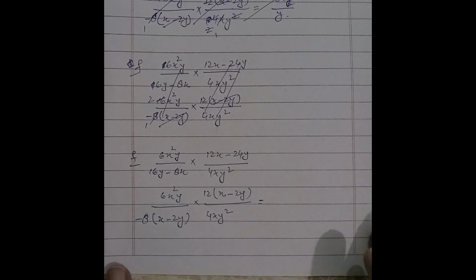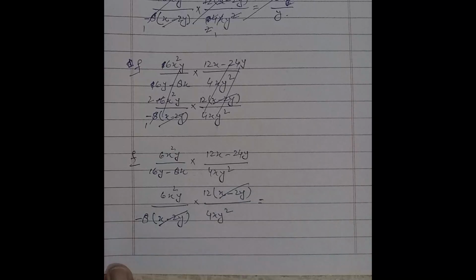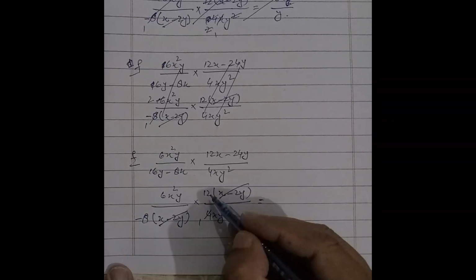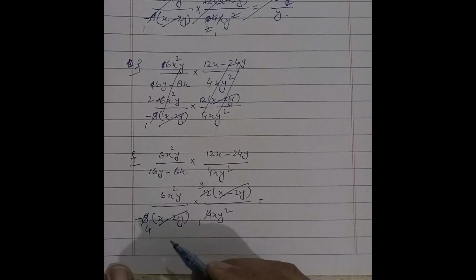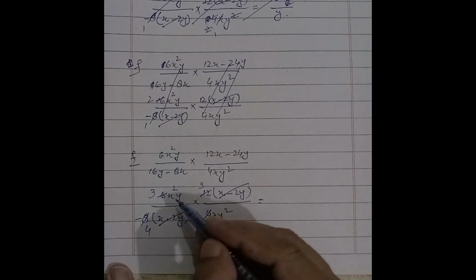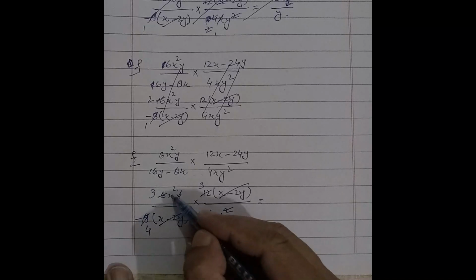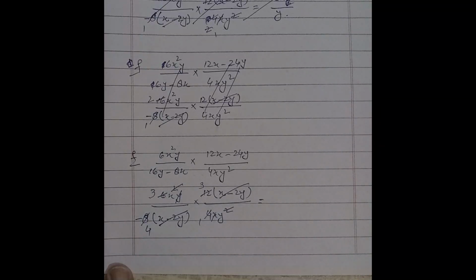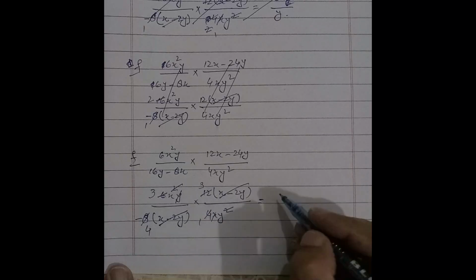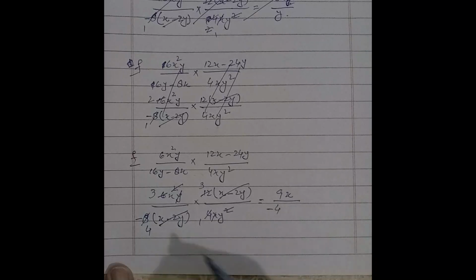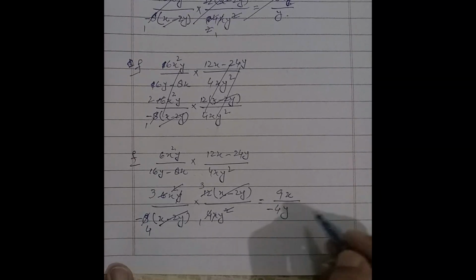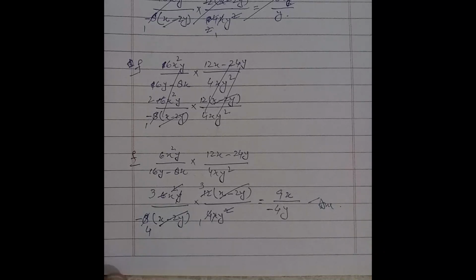Now we simplify the values. x minus 2y cancels with x minus 2y. 4 ones are 4, 4 threes are 12, and it is 2 fours are 8, 2 threes are 6. And y cancels with y, and x cancels with x. And multiply the remaining values. We have 3 multiplied by 3, 9x over minus 4, and the remaining is y. And it is the answer of F part of question 6.